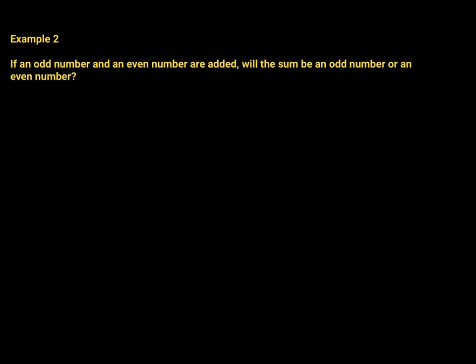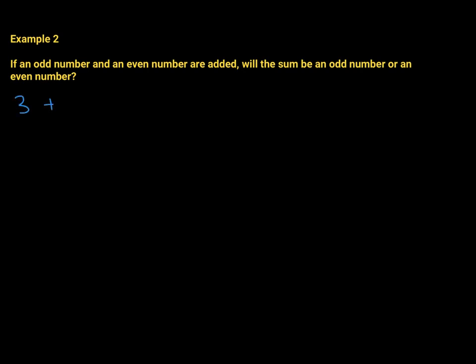If an odd number and an even number are added, will the sum be an odd number or an even number? Again, I want to remind us that when we say an odd number, we mean an odd natural number or an odd counting number. An even number means an even natural number or an even counting number. Okay, so that's just assumed. All right, let's check it out. Let's look at some examples and come up with a prediction. So we need an odd number and an even number, and we need to add them.